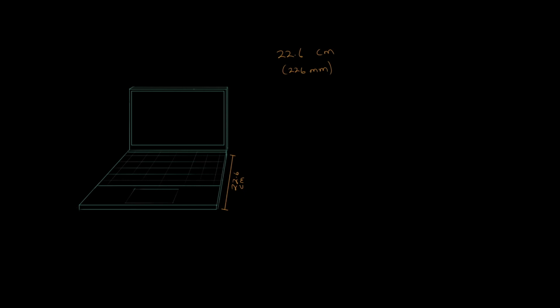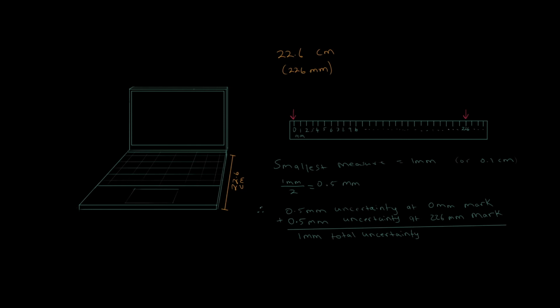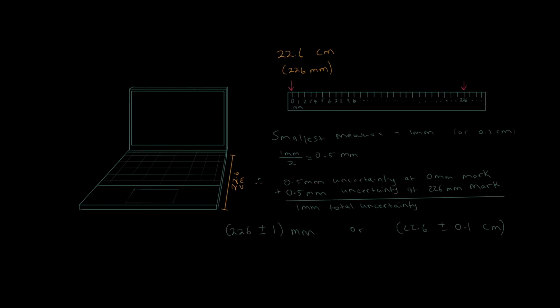When you're taking a measurement with a ruler, you're referencing that object in two spots on the ruler. The 0 mark and the end of whatever you're measuring, in this case, the 226 millimeter mark. This means that we're accounting for two uncertainties. The smallest measure on this ruler is 1 millimeter. Half of that is 0.5 millimeters. Since we have uncertainty in two places, propagation of uncertainty kicks in. This means that we have to add both uncertainties, giving us a total uncertainty of 1 millimeter. Therefore, our final answer will be 226 plus or minus 1 millimeter.